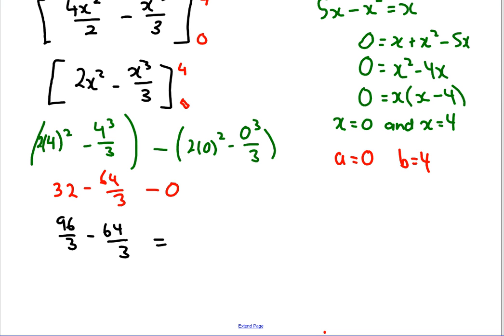32, yeah, 32 over 3. So 32 over 3 is totally okay as an answer. You could also write 10 and 2/3, or you could write 10.6 recurring. And you could put square units or units squared if you want.